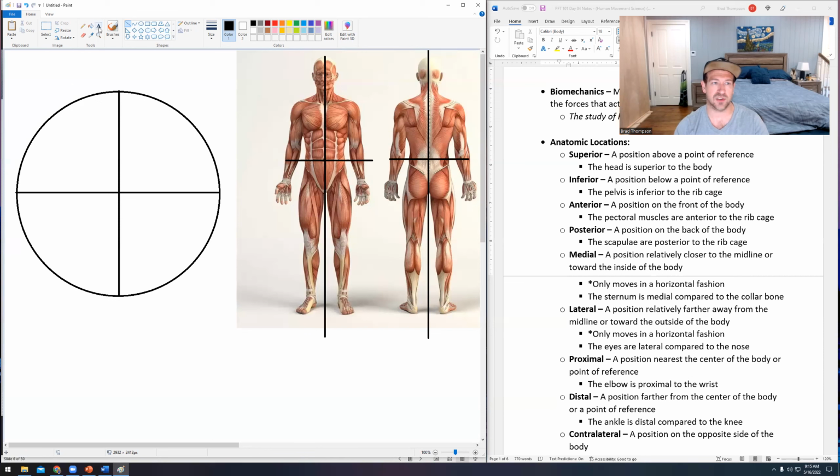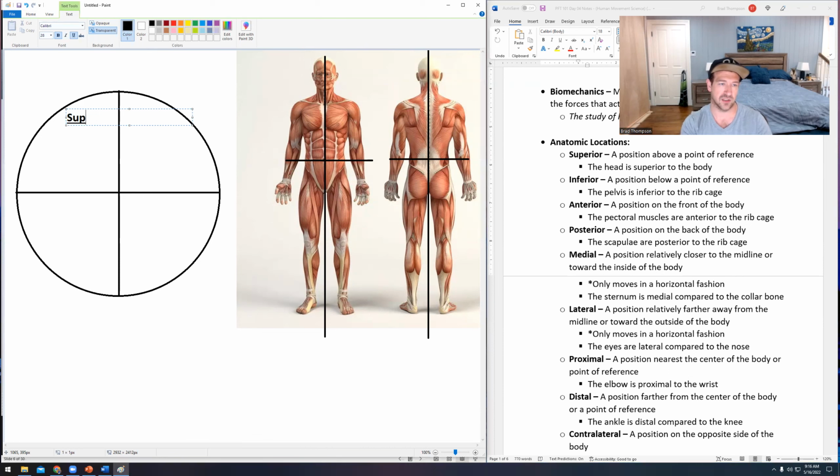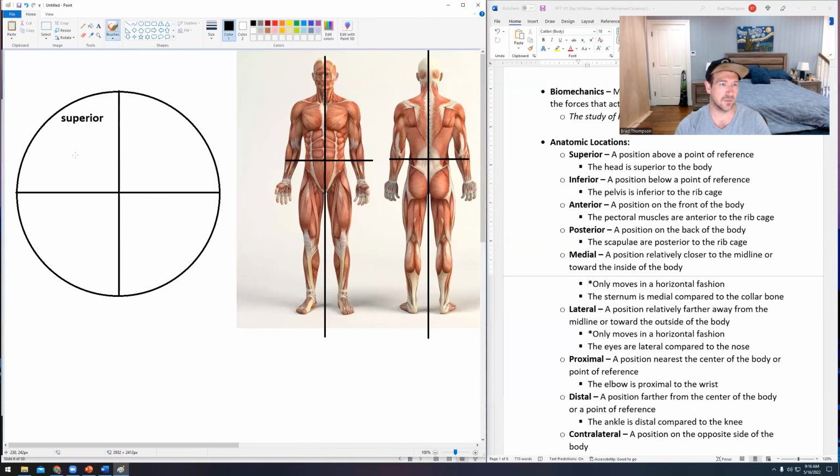So let's talk about superior. Superior is a position above a point of reference. So the head is superior to the rest of the body. Superior is above, and inferior is exactly the opposite. That is a position below a point of reference. If you imagine anything above the horizontal line would be considered superior, so we'll say above the line. And then inferior is going to be below the line.